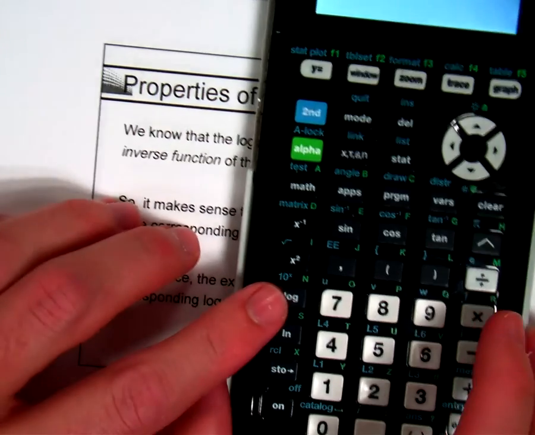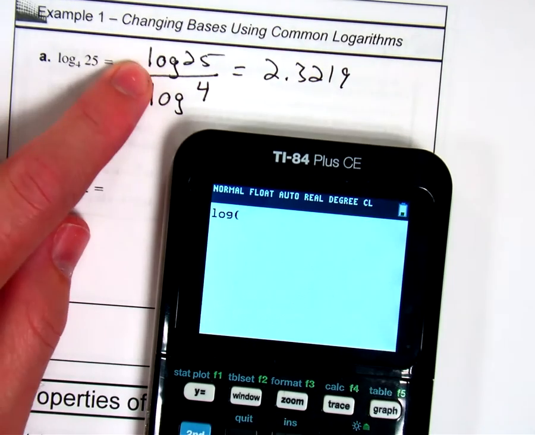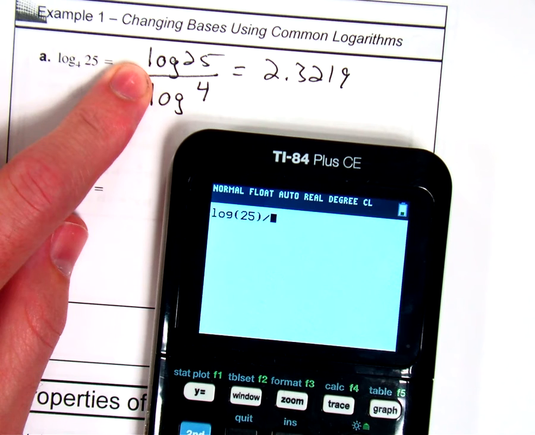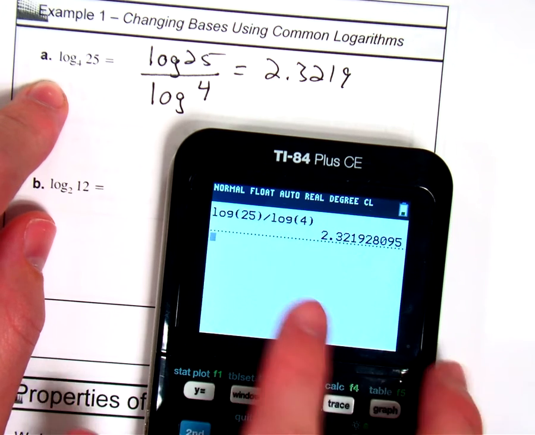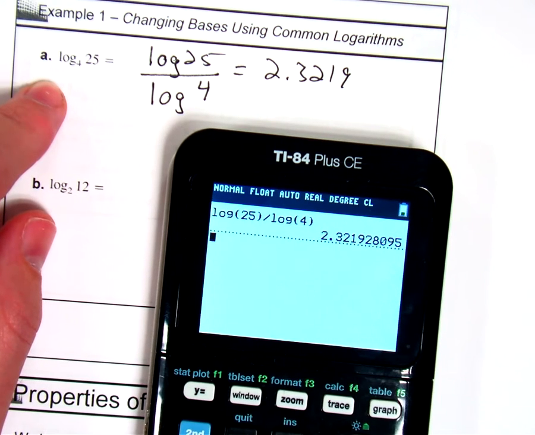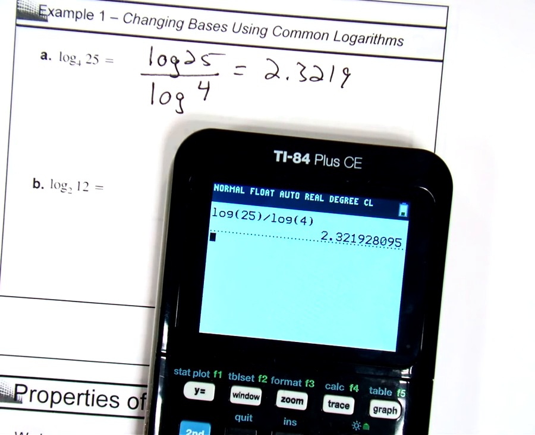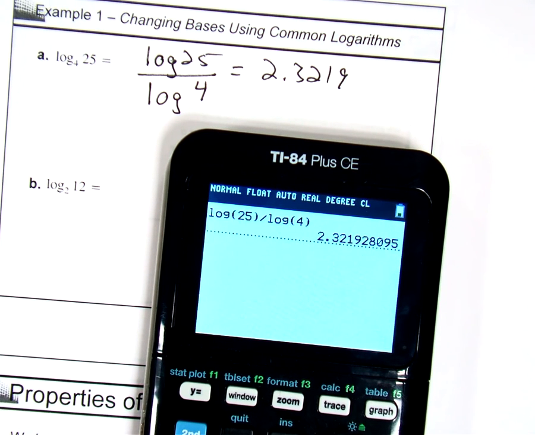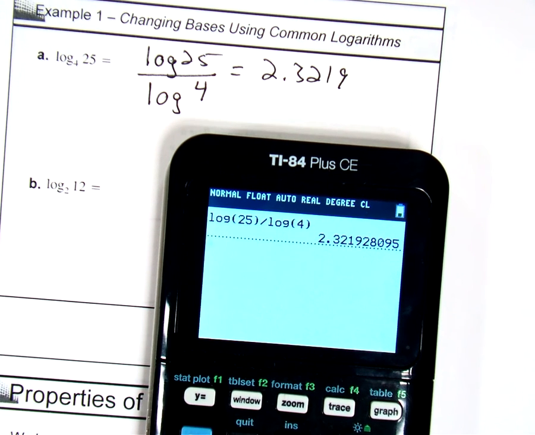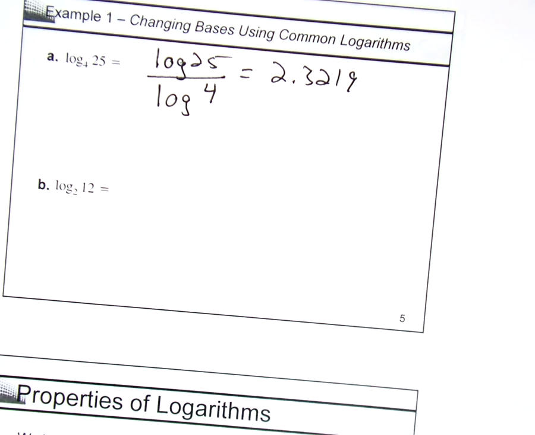So we got log 25, close your parentheses, divided by log 4. 2.3219, yep. Okay, so probably a lot quicker, or just as quick, it's definitely not slower than scrolling through all those menus to try to find the spot where you can change the base.